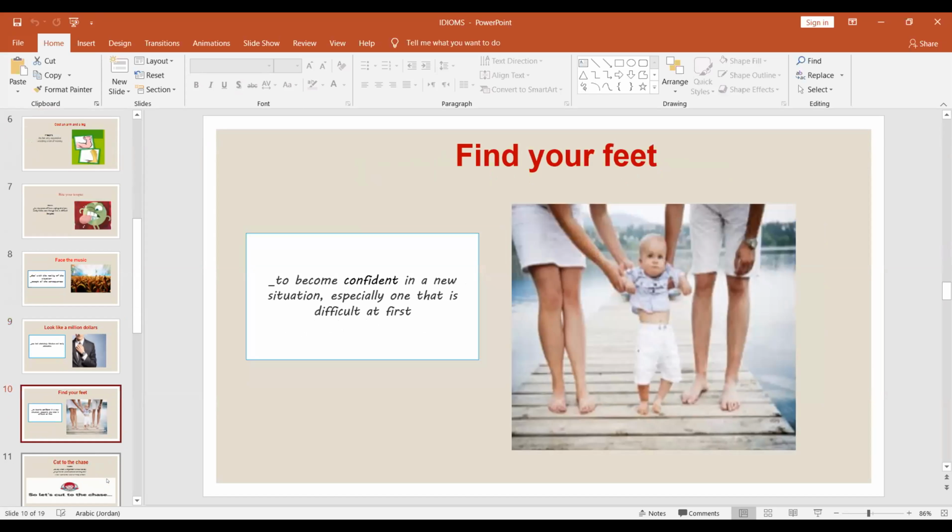Find your feet. Is it possible to lose your feet? No, they are attached to your body. So what does it mean when somebody says they are trying to find their feet? If you find yourself in a new situation, for example, living in a new country and having to get used to a new college, you could say, I'm still finding my feet. Excellent. It means that you are still getting used to the new environment.